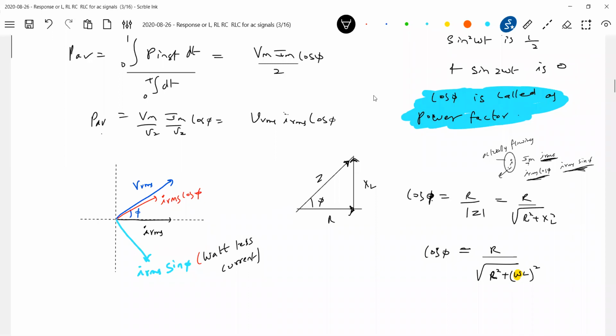So what is the power? 0. So can I now explain the same for an inductor or capacitor? Power dissipation is 0. The reason for that: XL is non-zero. In a pure inductive circuit, XL is non-zero. What about R? R will be 0. 0 by anything will be 0. So phi should be 90 degrees. Cos phi will be 0. Power will be 0. So for a pure resistive circuit, the power factor is 1, and for pure L or C it is 0.